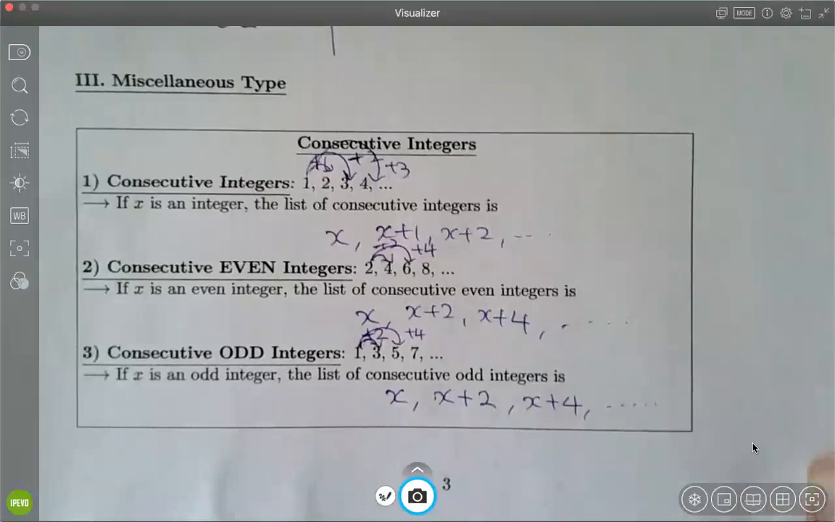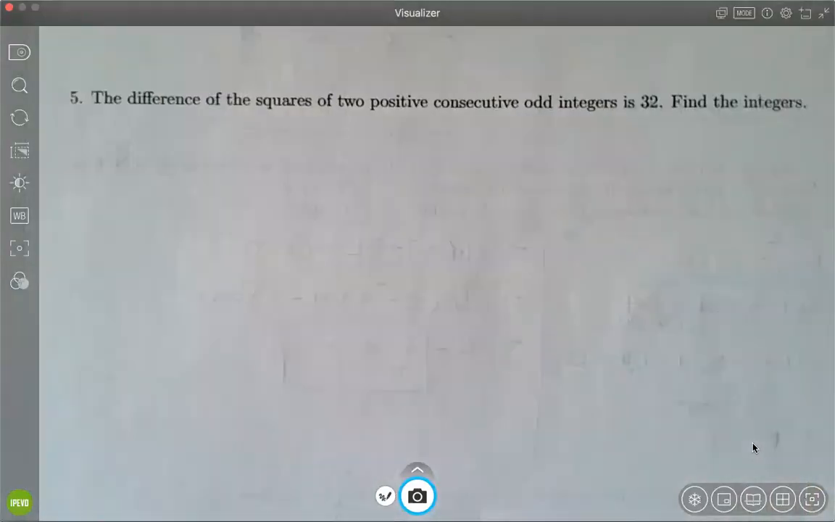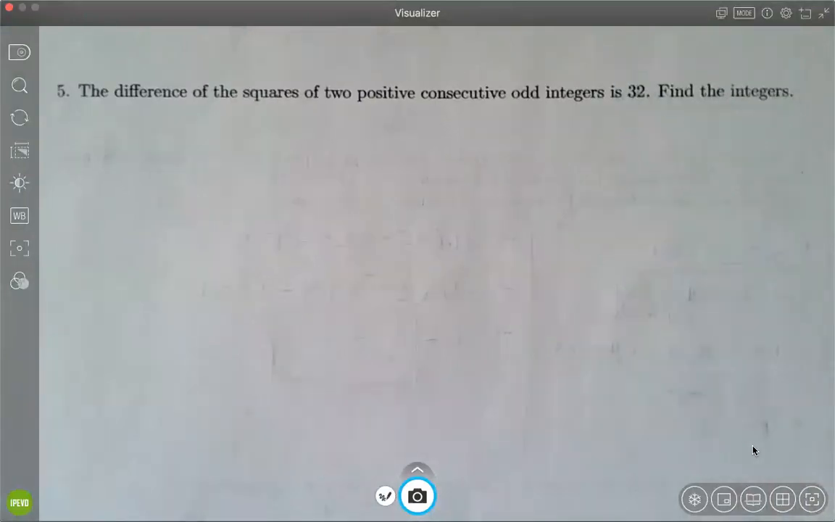Okay, so the difference of the squares of 2 positive consecutive odd integers is 32. Find the integers. Okay, so let's see, the difference of the squares of 2 positive consecutive odd integers.